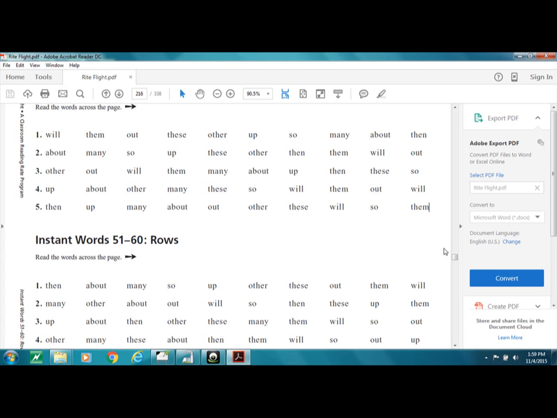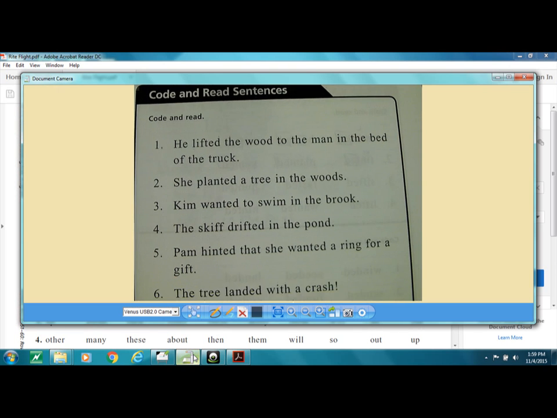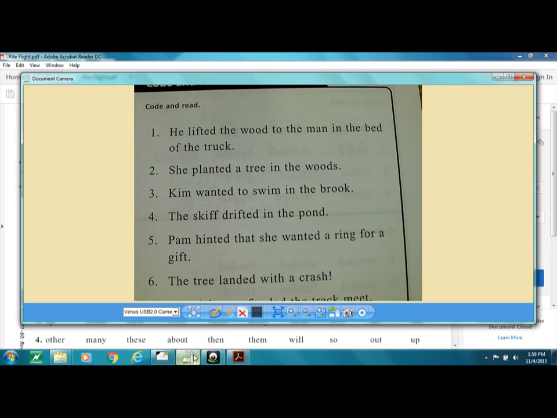Now again, just remember, instant words are words that show up in so many different things that we read. You just want to go ahead and remember what they say. You don't want to get stuck trying to sound them out. They show up in so many different things. It's best just to go ahead and remember what they are. Now what we're going to do is look at our sentences, okay?